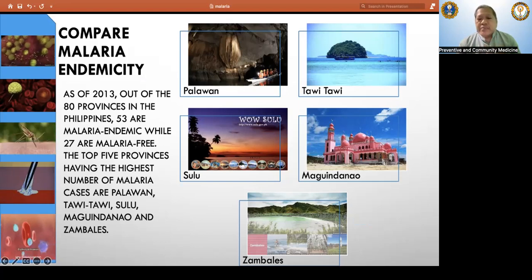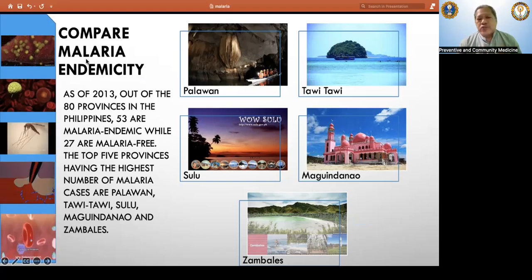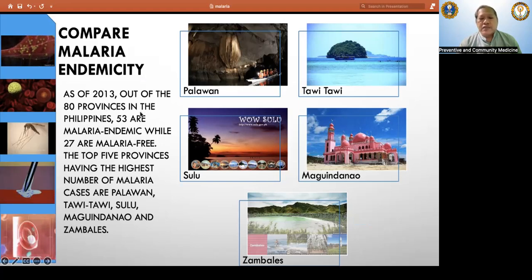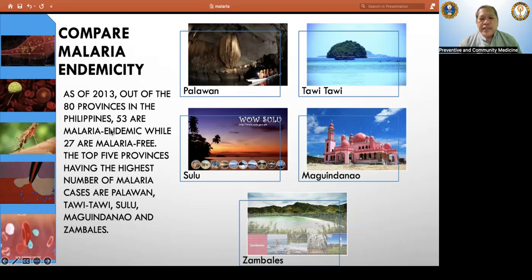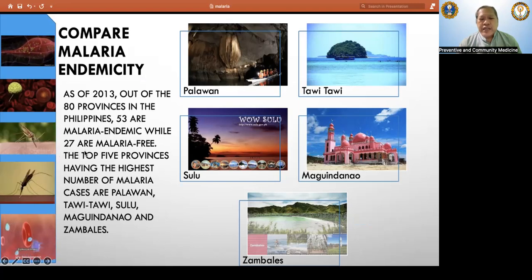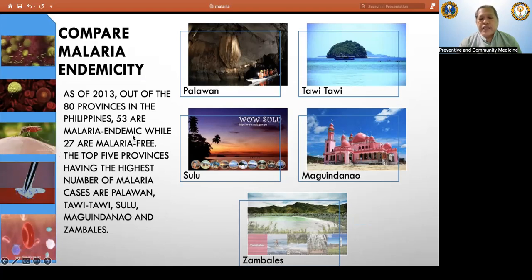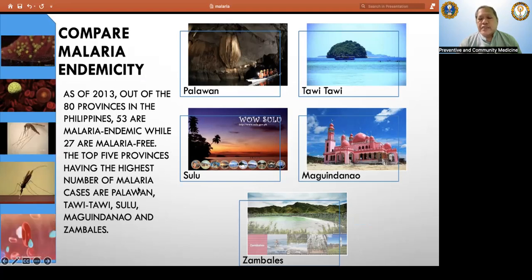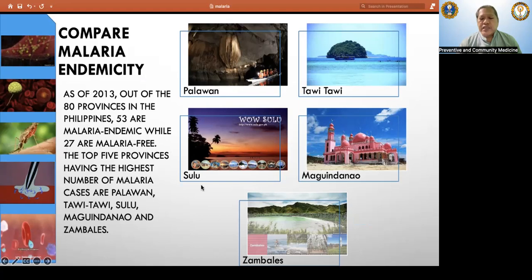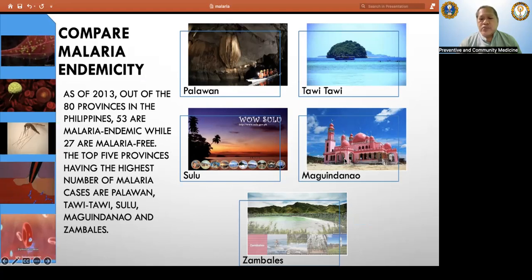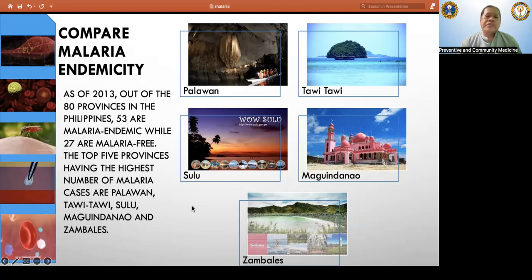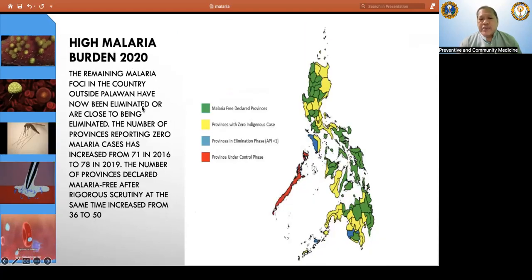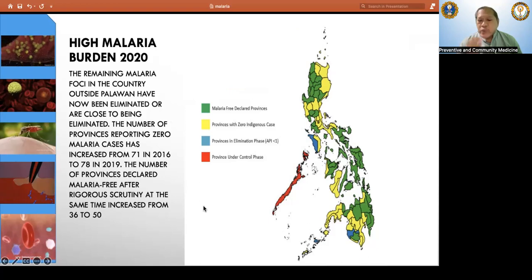For the malaria endemicity, ito yung lecture ko ng malaria noong 2013. So marami pa. Okay, so 53 are malaria endemic, 27 are malaria free. So 53 pa yung endemic noong 2013. Okay? So ang highest number of cases, Palawan pa rin noong 2013, but we also have yung Tawi-Tawi, Sulu, Maguindanao, and Zambales. But now, in 2020, so yung remaining malaria foci sa Philippines, wala na.